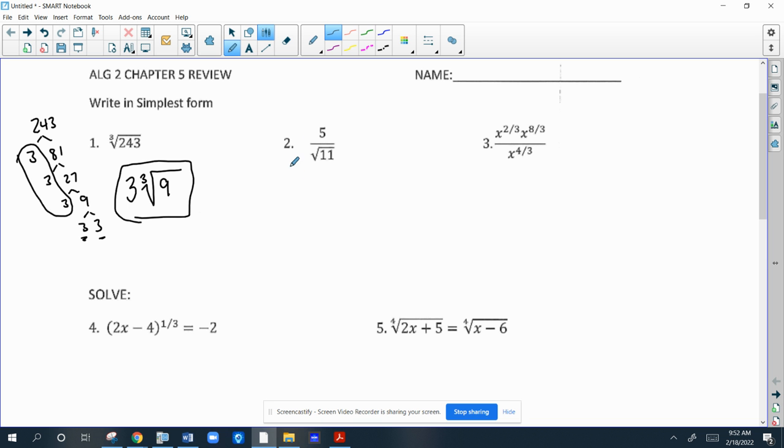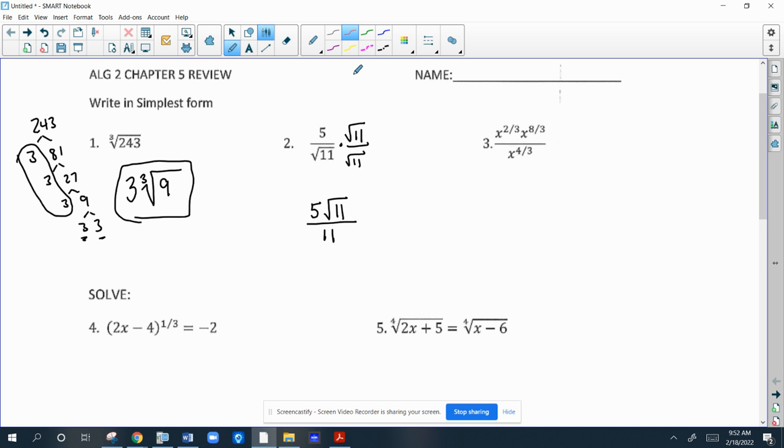The next one, number 2, is unsimplified because there's a radical on the bottom. This one's pretty easy. You just multiply the top and bottom by the root of 11. And the root of 11 times the root of 11 is 11. So the bottom now has no radical, so we took care of that. And 5 times the root of 11. Since 5 is not a radical, you cannot multiply those numbers together. So it's just 5 times the root of 11. And that is it.